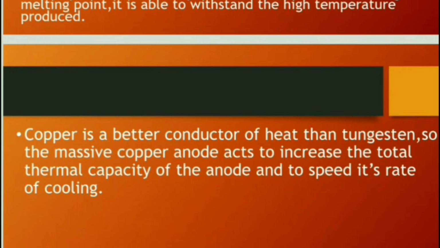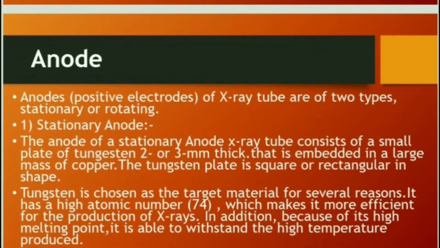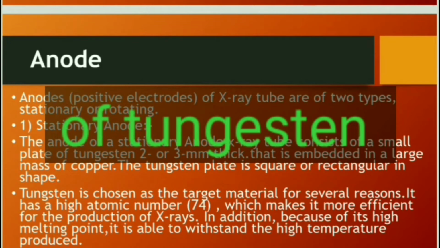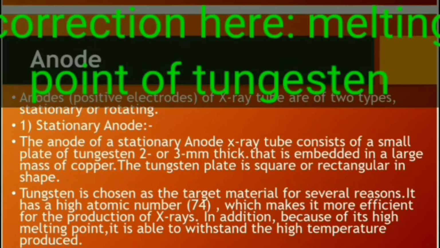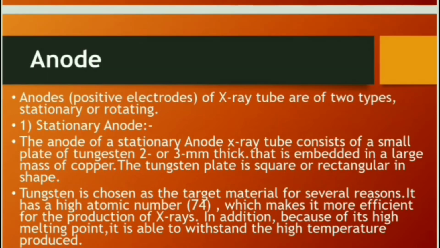In addition, because of its high melting point, it's able to withstand the temperature produced. Here is the question: what is the melting point of tungsten? The melting point of the anode is 3370 degrees Celsius. So it's known that the melting point of the anode is very high, and it does not allow it to melt very easily.